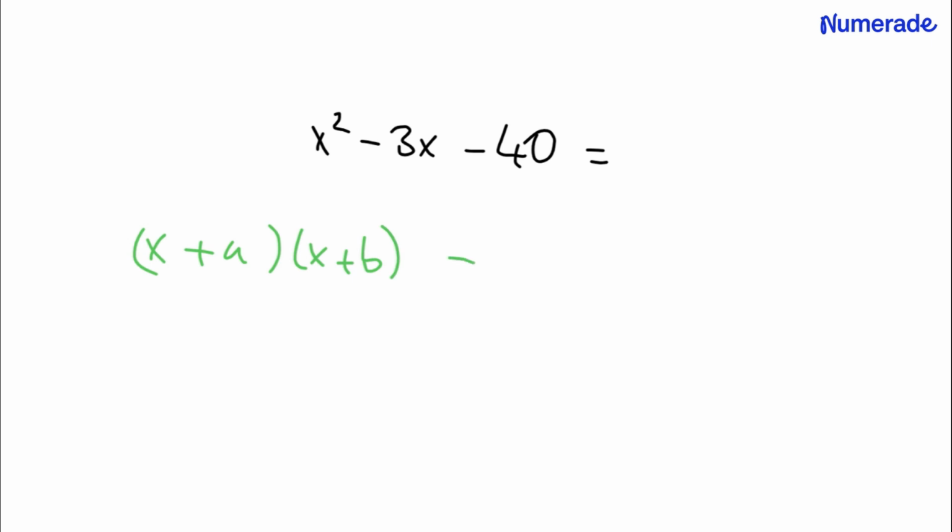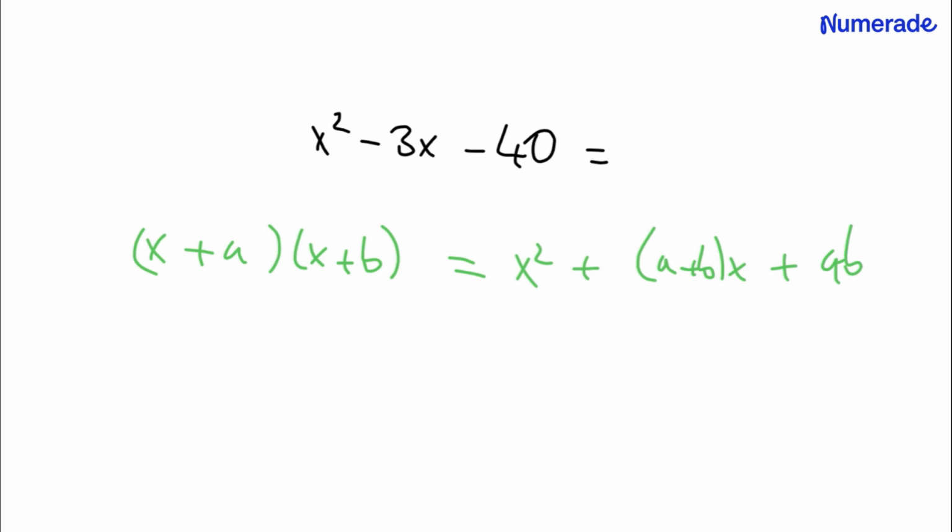So the method I'm going to choose here is using factorization. So we've got x squared minus 3x minus 40. So typically, if we have a factorization, we have x plus a, x plus b, and when we factorize it out, we've got x squared plus (a plus b) lots of x plus ab.